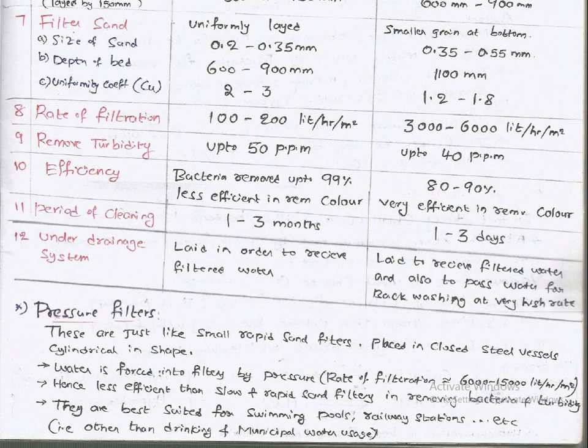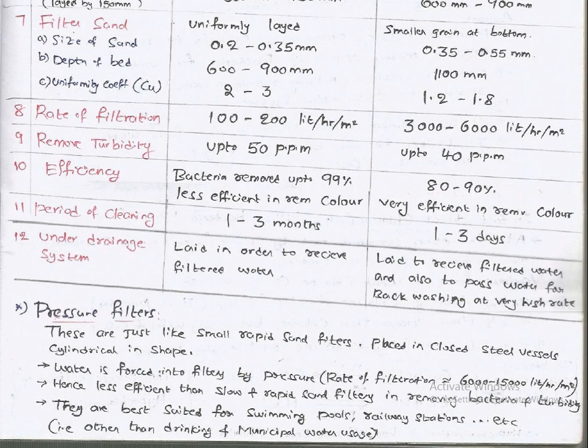Efficiency: bacteria removal up to 99%. Less efficient in removal if color is present in water. Whereas in a rapid sand filter, bacteria removal is 80 to 90%. Very efficient in color removal. Period of cleaning is 1 to 3 months, whereas that of rapid sand filter is 1 to 3 days.